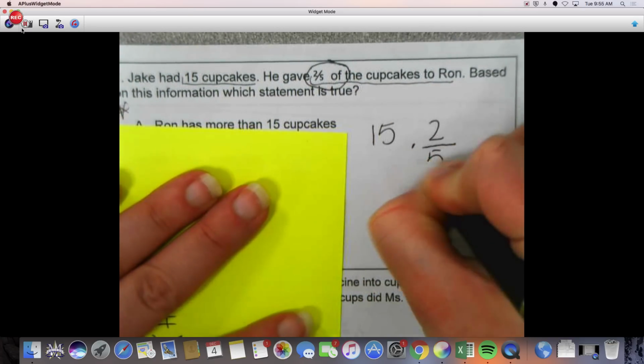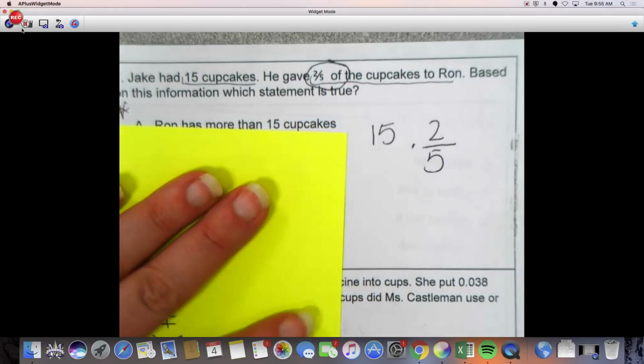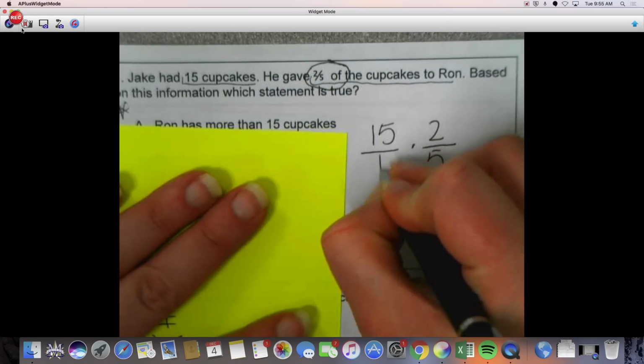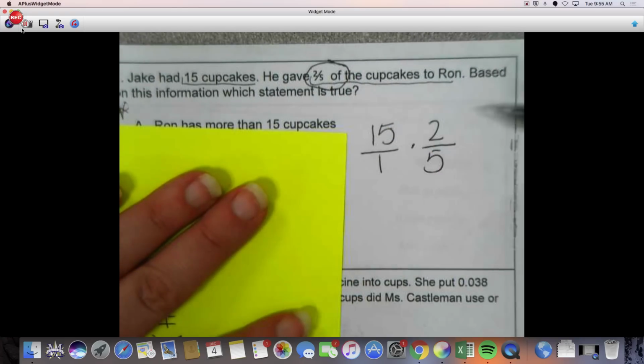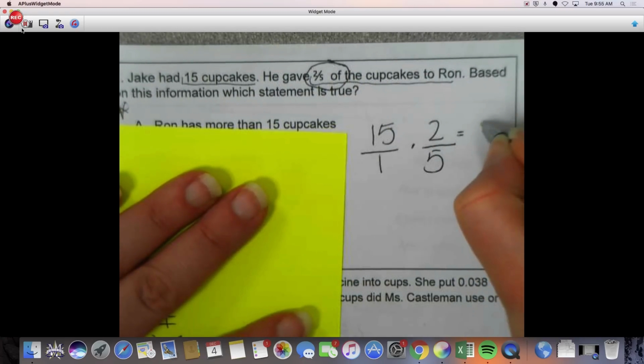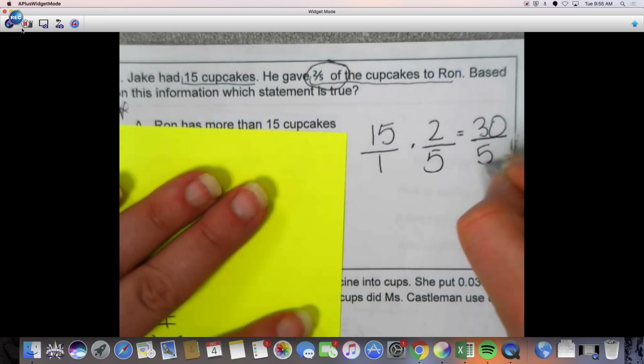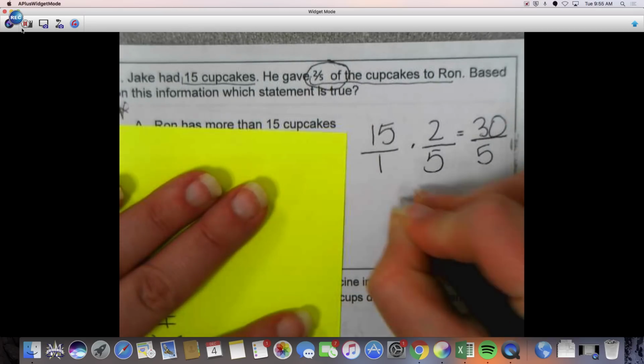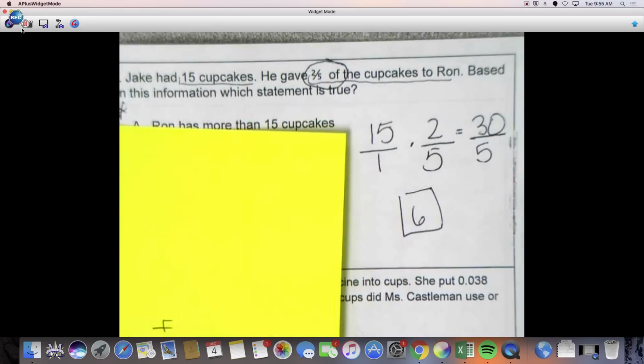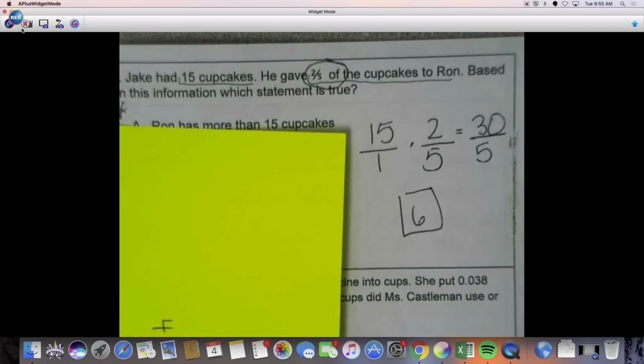What do I have to put 15 over to make it a fraction? 1. What is 15 times 2? 30. What is 1 times 5? What is 30 divided by 5? 6. So he gave away 6 cupcakes. If you have a question that gives you a word problem and it says a fraction and of, what are you going to do? Multiply. Multiply. Okay?